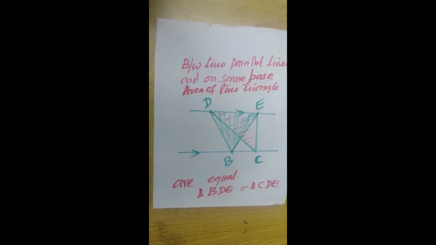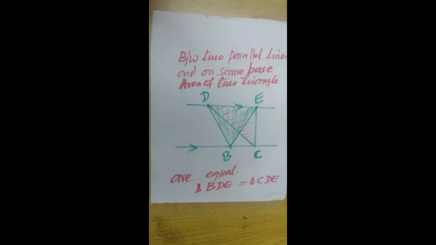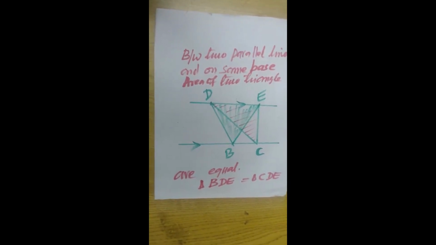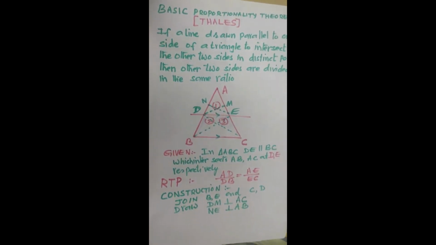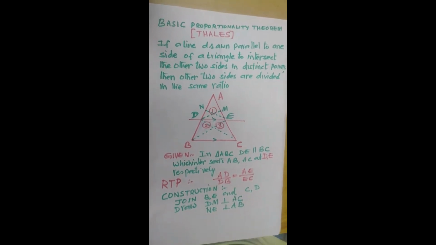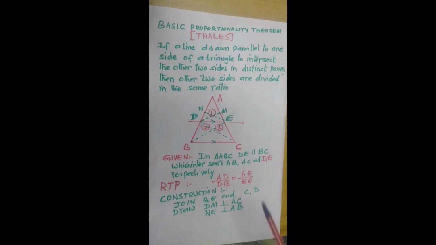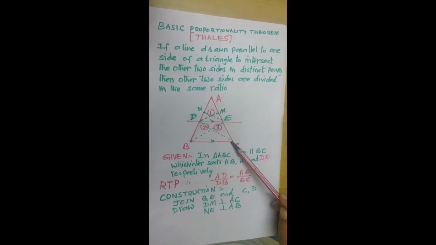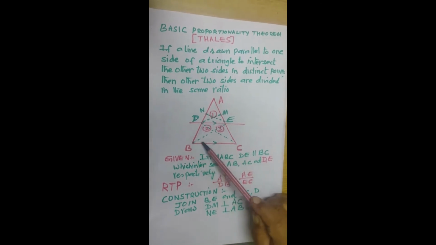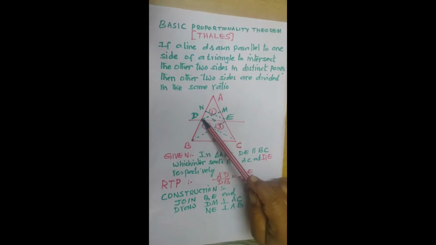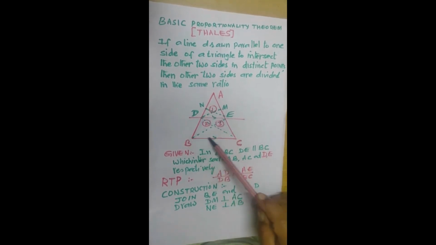These concepts are useful in our basic proportionality theorem. Now, what is the basic proportionality theorem? We are going to see. See this picture. This is the basic proportionality theorem. Before going to the actual definition of the theorem, we are seeing the figure. ABC is a triangle and BC is the base of this triangle. DE is a line parallel to BC.